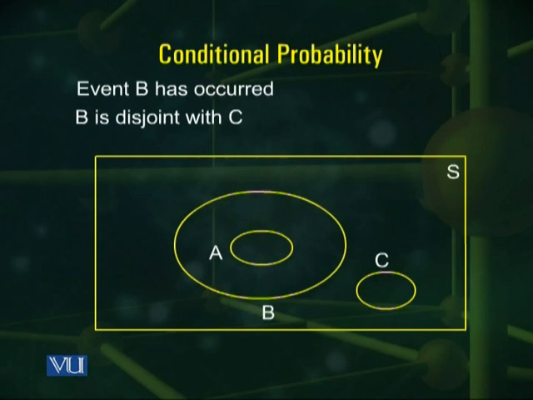First, look at C. If you are given additional information that when you perform the experiment, it landed in B, then it could not have landed inside C because C and B are disjoint. So the probability of C, given the additional information that B did occur, is equal to 0. The probability of C itself, unconditional, could be non-zero, but when you give this additional information that B did occur and B is disjoint with C, then the probability of C given B is equal to 0.